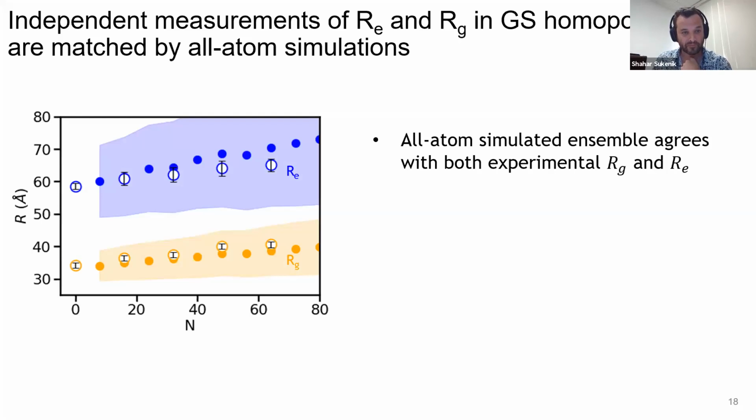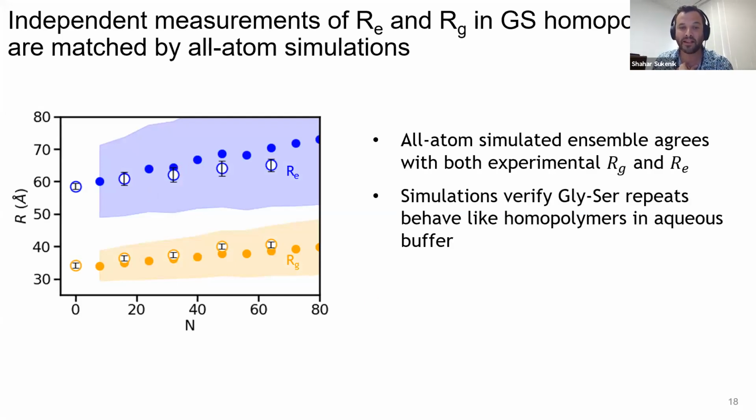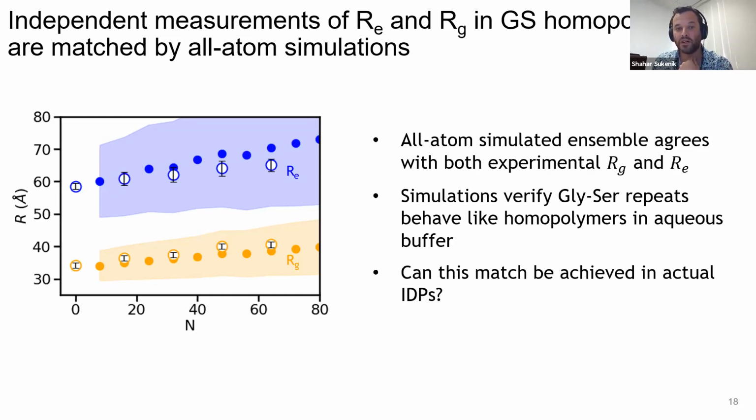So Alex, using an all-atom homopolymer simulation, has managed to tune the parameters in such a way that the simulation RG and RE match almost quantitatively with our experiments. And this was really exciting because the way these simulations worked, it turned out that the behavior of these simulations is exactly how we expect glycine serine repeats to behave. So this was really encouraging. And the next question was, can we match this also in actual IDPs, right? These are just homopolymers. So what happens if we now take a heteropolymer, change the sequence? Can we still get this interesting relationship?